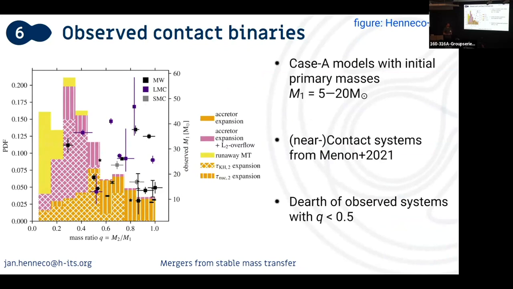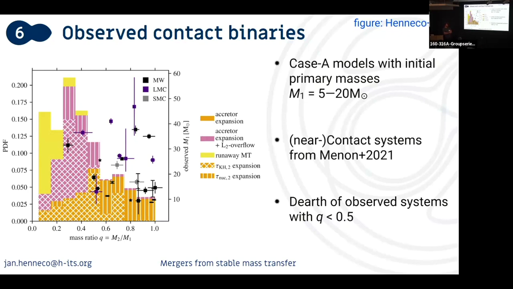So a problem. But it doesn't need to be a problem, because if we look at the coloring here, we see that these yellow systems are runaway mass transfer, they're unstable, and they're very likely to merge very quickly. Then we have the pink ones, L2 overflow, which I told you before are also very likely going to merge, and then we wouldn't observe them as contact binaries.